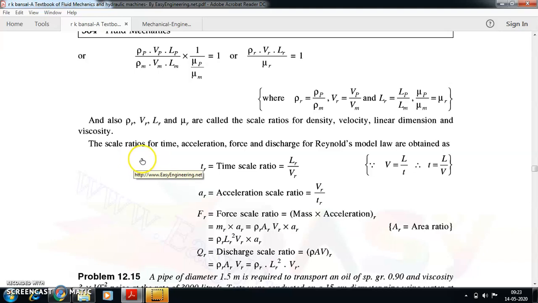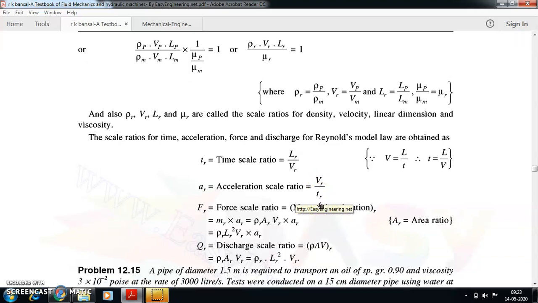Now I can extrapolate this scalar ratio for time, acceleration, force and discharge also. If I want to calculate time, I will go back to velocity. Velocity is length by t, or displacement by time, right? So time will be displacement divided by velocity. So Tr will be Lr by Vr. Acceleration is change in velocity with respect to time. So Vr by Tr will be your Ar.